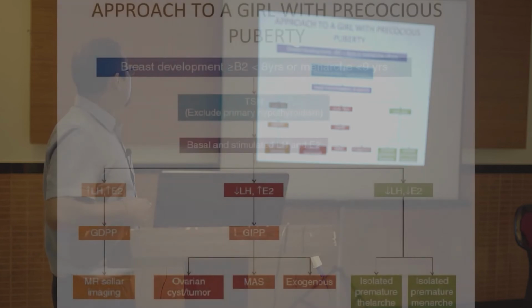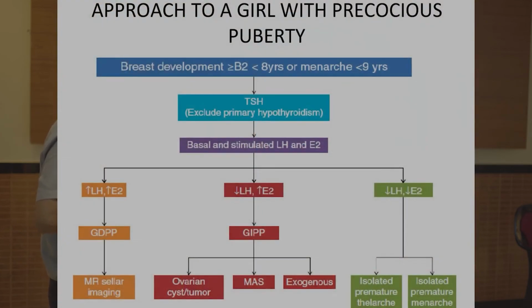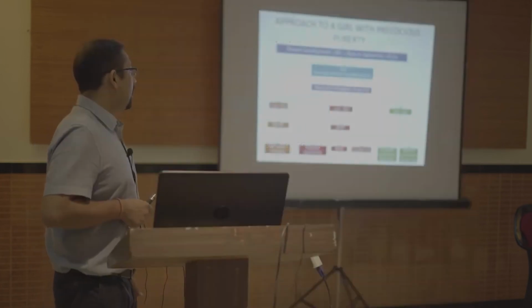For the girl with precocious puberty, that is breast development before the age of 8 years or menarche before the age of 9 years, we have to look at thyroid function first. When we have excluded hypothyroidism, we look at the basal LH and E2 level, and if that is low or intermediate, then we look at the stimulated LH and E2 level. If the LH and E2 are raised, it is GDPP, and we have to look for imaging for pituitary and intracranial lesions. If LH is low and E2 is high, then it is GIPP, look for ovarian cyst, tumor, McCune-Albright, and exogenous estrogen exposure. If both are low, then it can be isolated premature thelarche and premature adrenarche.